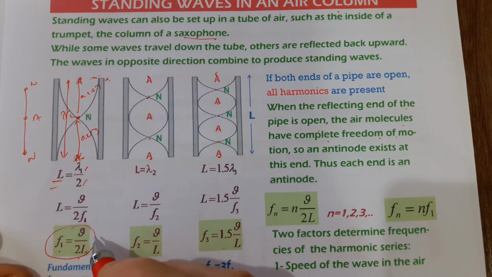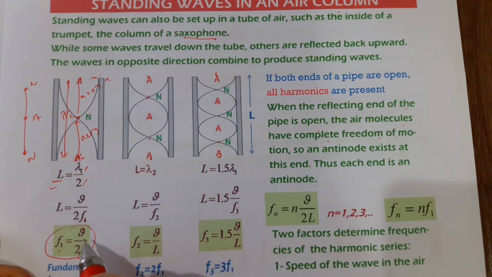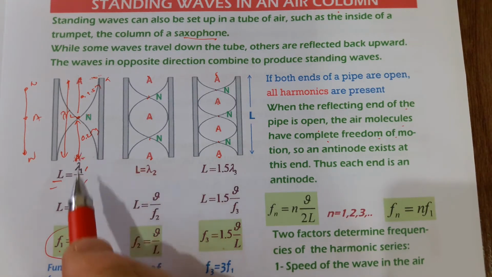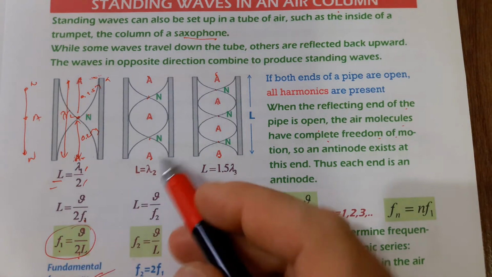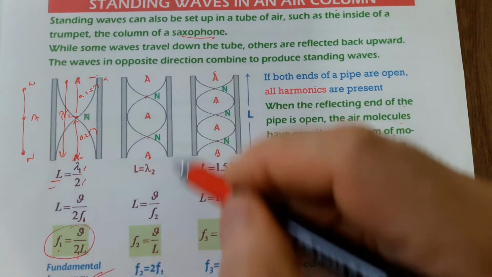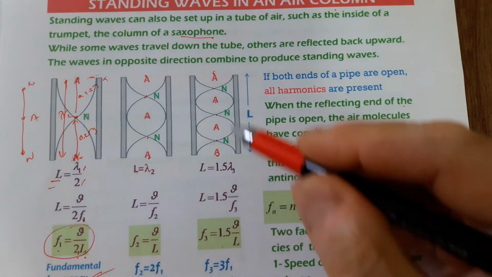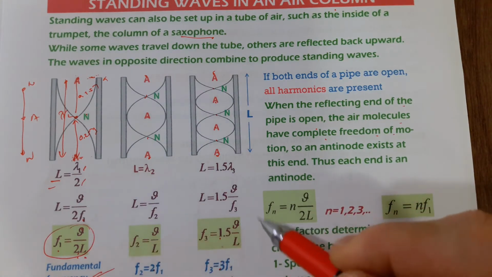It is the same as the string. In the string, the first standing wave also formed with that equation, V divided by 2L. So the equation for fundamental frequency, which is the smallest frequency which forms a standing wave which produces a sound, is the same as the string, V divided by 2L. But for the second harmonic, again the second harmonic is twice the first harmonic, the third harmonic is 3 times the first harmonic, and so on.